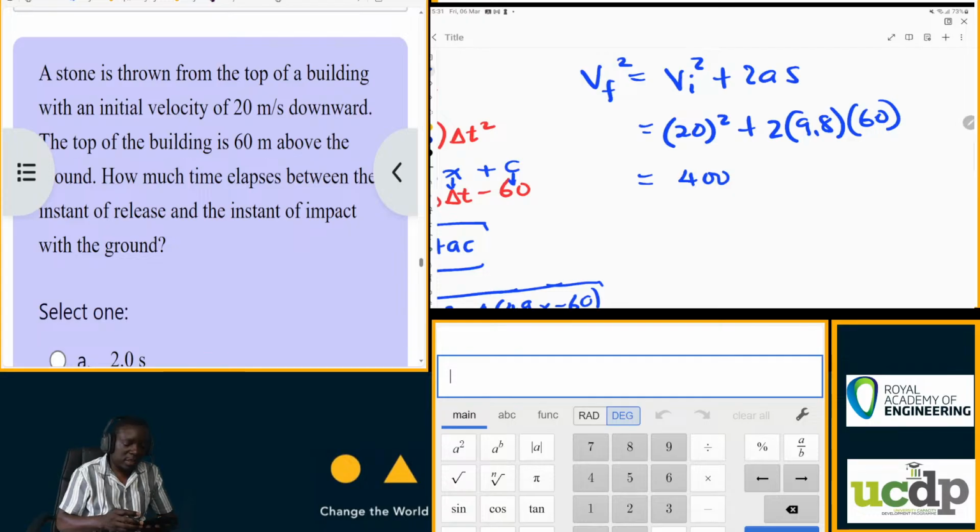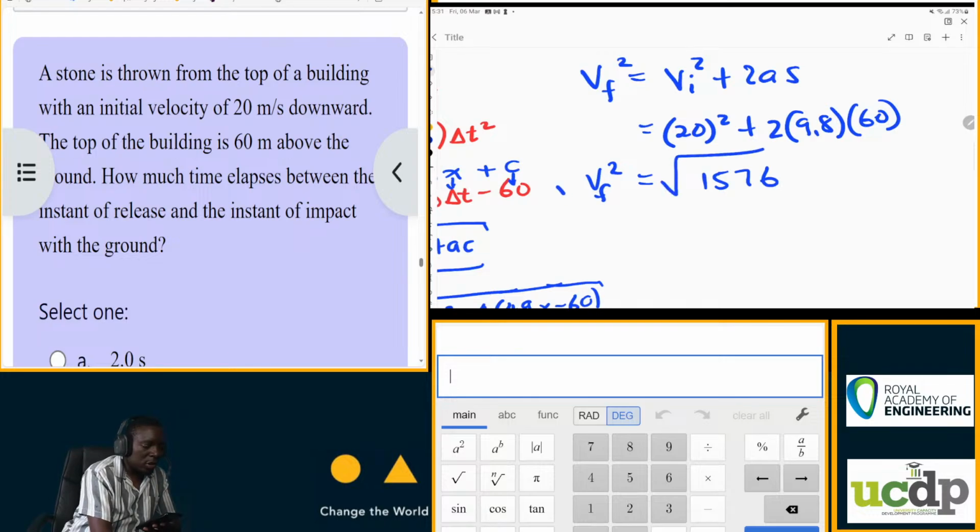I don't know what that gives us, but let me see. If I say 20 squared plus 120 by 9.8, that is 1576. So we're looking at vf squared being 1576, and taking the root on both sides gives us vf equals 39.9, I hope, which is 1576 to the power half.